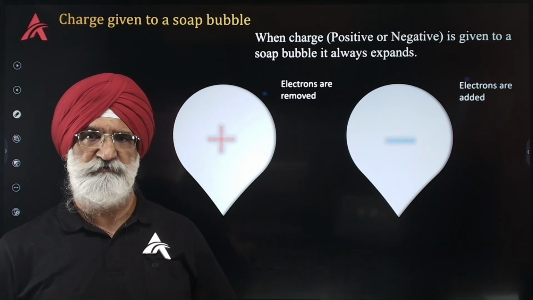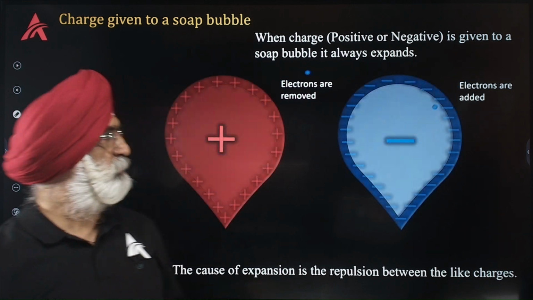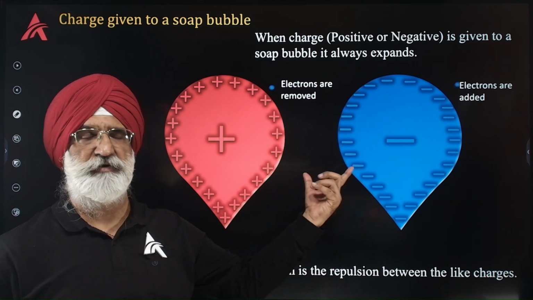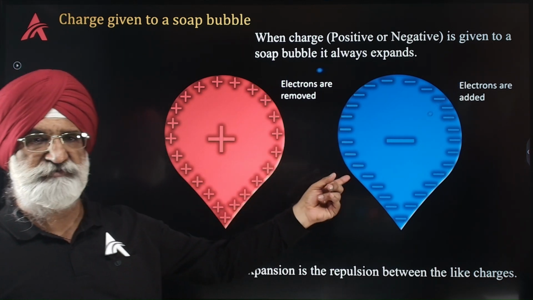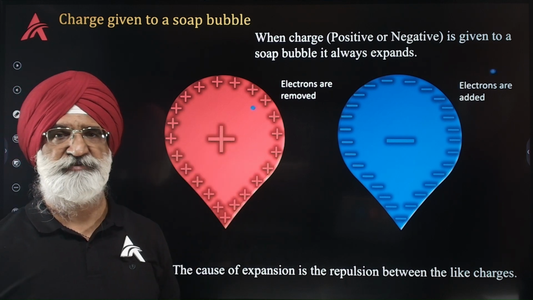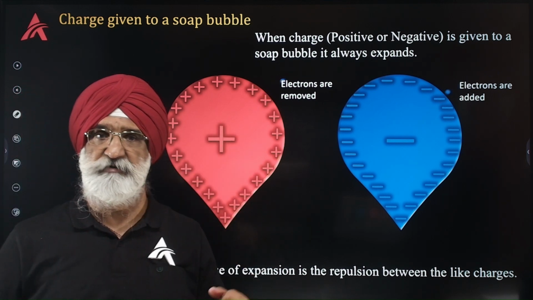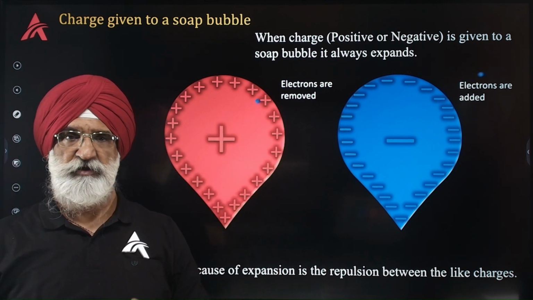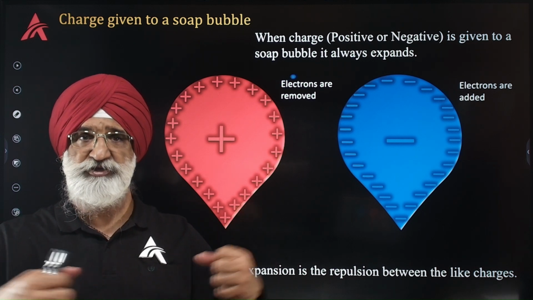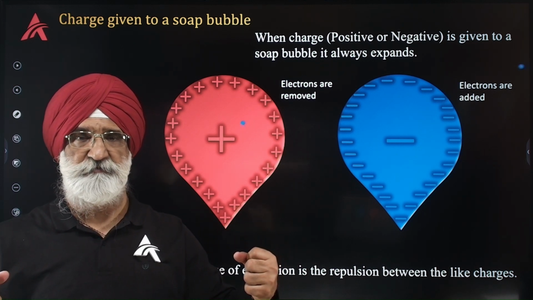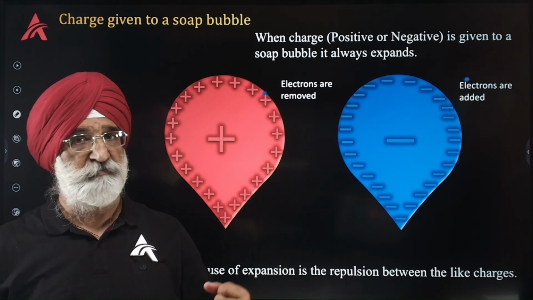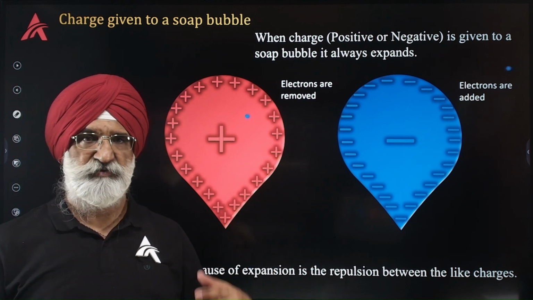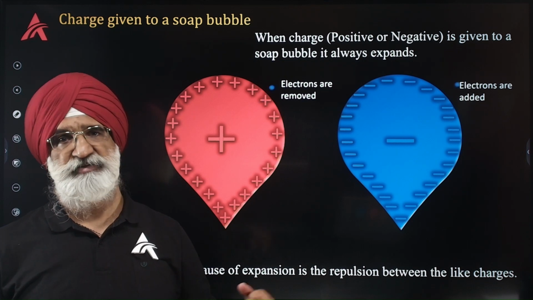When you give positive or negative charge to a soap bubble, either by removing electrons from that bubble or by adding electrons to that bubble, the positive or negative charge will always reside on its surface. Since like charges repel each other, all the charges present on the surface will be repelling each other, pushing all the charges away from the center. And as a result, the bubble expands. Whether it is negative or positive charge given to a soap bubble, it always expands.